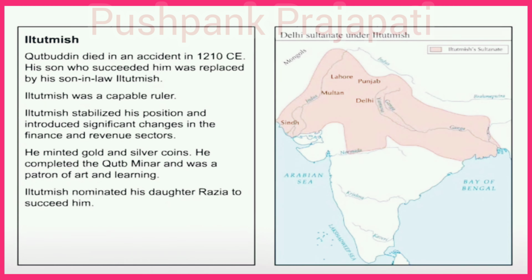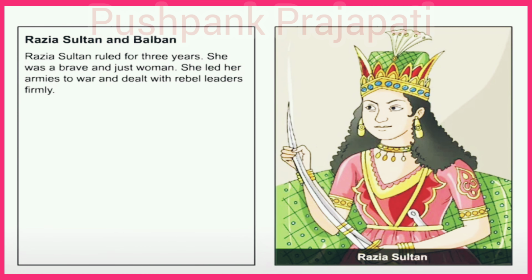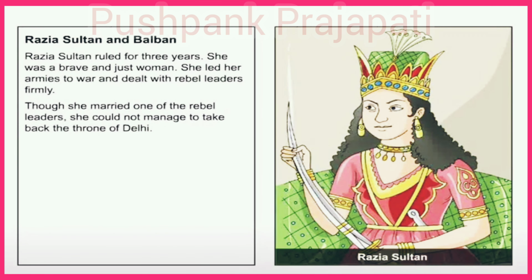Razia Sultan and Balban. Razia Sultan ruled for 3 years. She was a brave and just woman. She led her armies to war and dealt with rebel leaders firmly. Though she married one of the rebel leaders, she could not manage to take back the throne of Delhi.